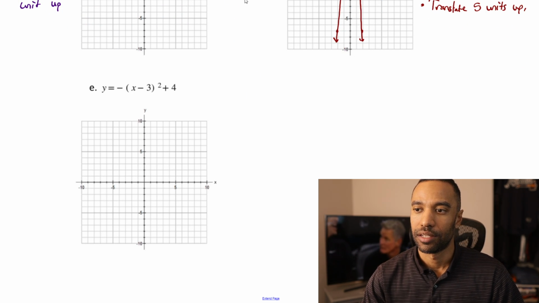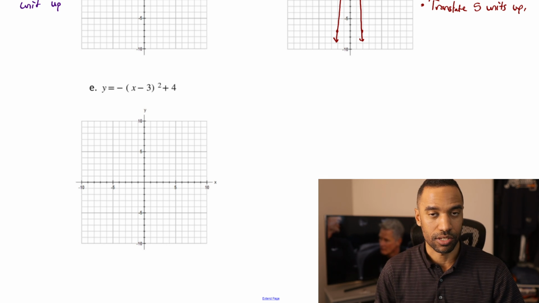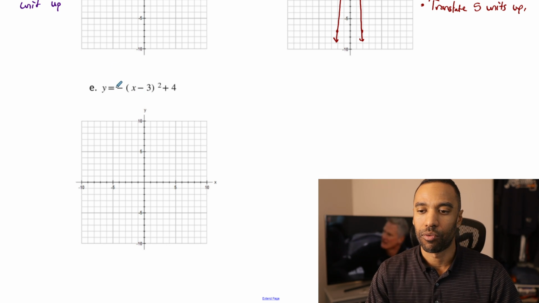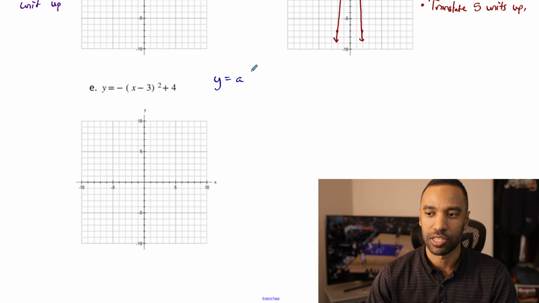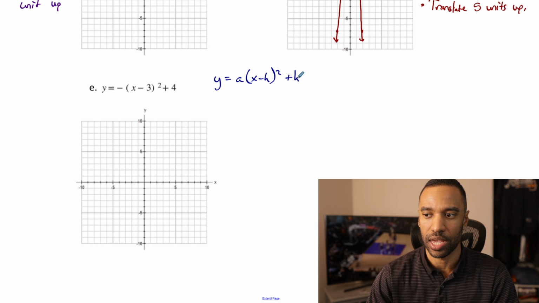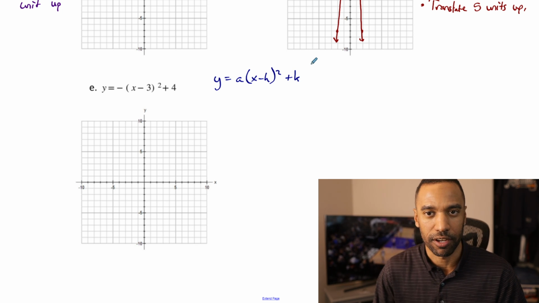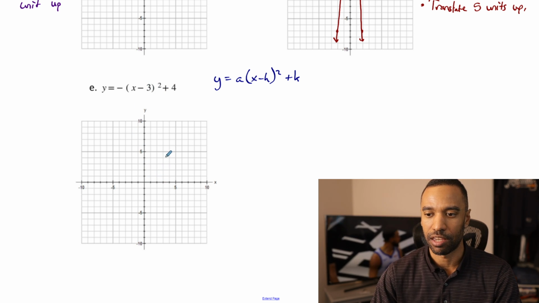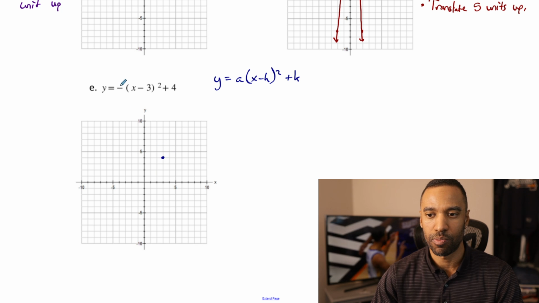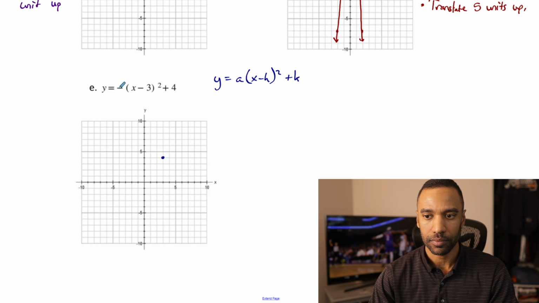Part E, lastly, at least for this question set, we have y equals negative x minus 3 quantity squared plus 4. If it wasn't made obvious from the last thing that I wrote, there is a vertex form for quadratic equations as well, which includes a, h, and k, only it's now a quadratic function. So our vertex is at 3, 4. If I plug in 3 for x, I get 4 for y, and this will be a maximum point because this graph will flip over.